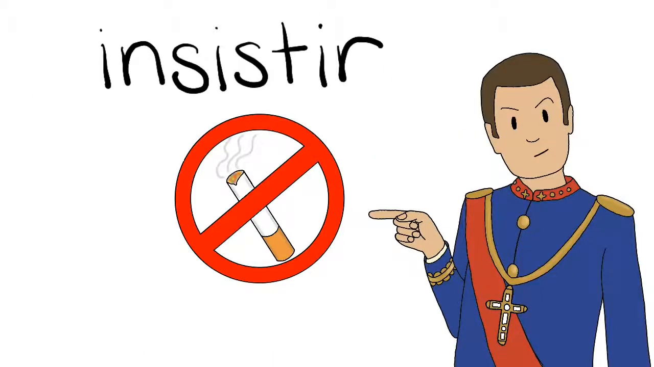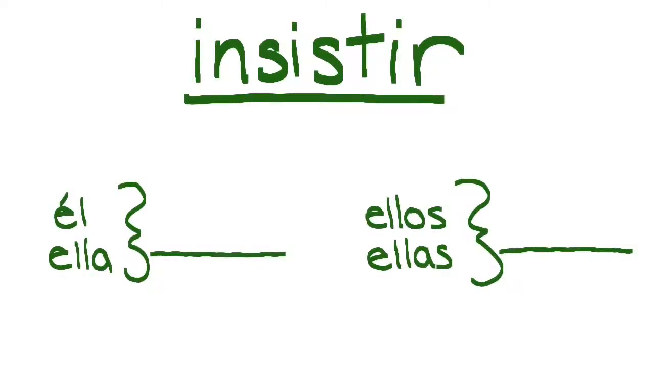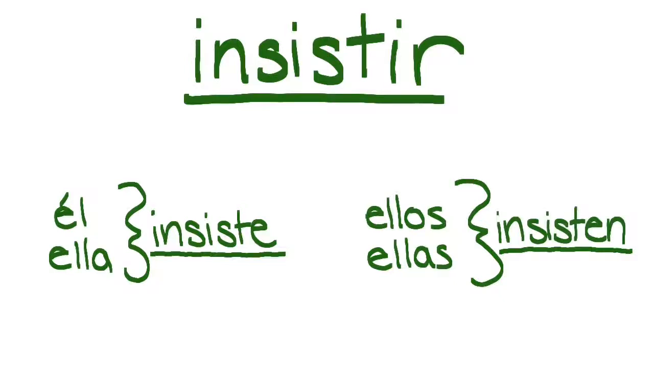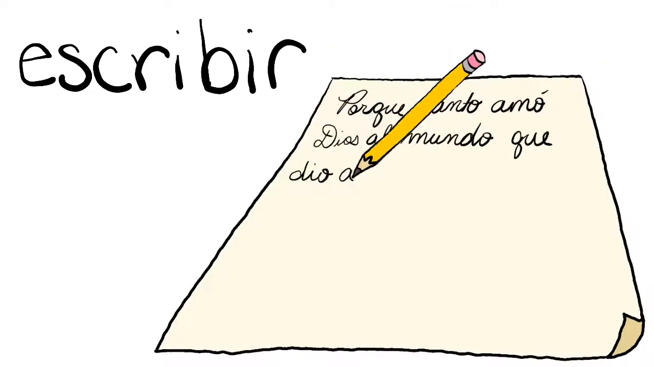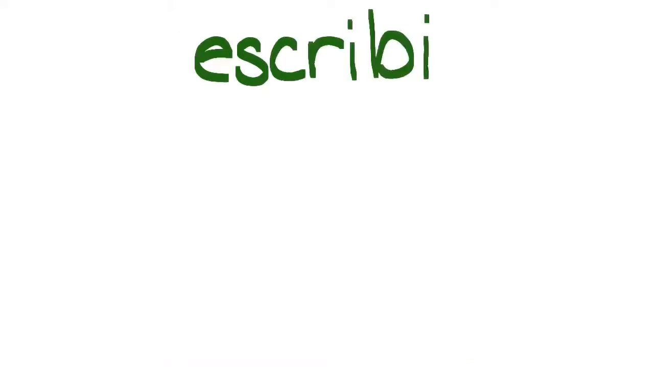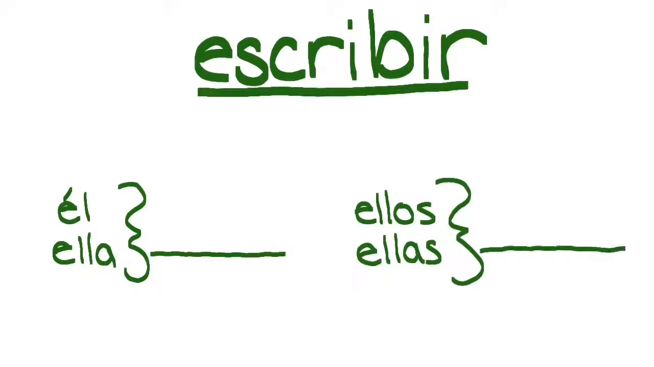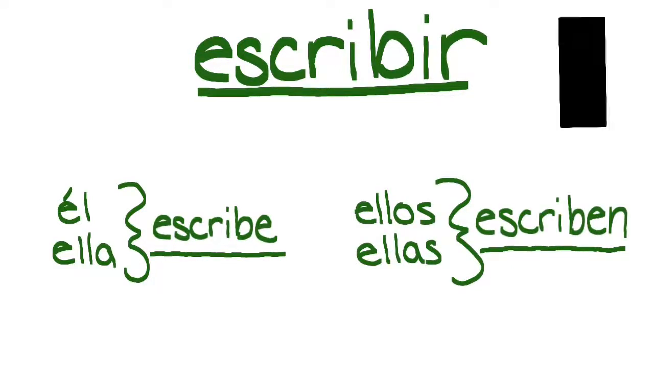Insistir. How should we conjugate this verb? Él insiste. Ella insiste. Ellos insisten. Ellas insisten. Escribir. How do you think we should conjugate escribir? Él escribe. Ella escribe. Ellos escriben. Ellas escriben.